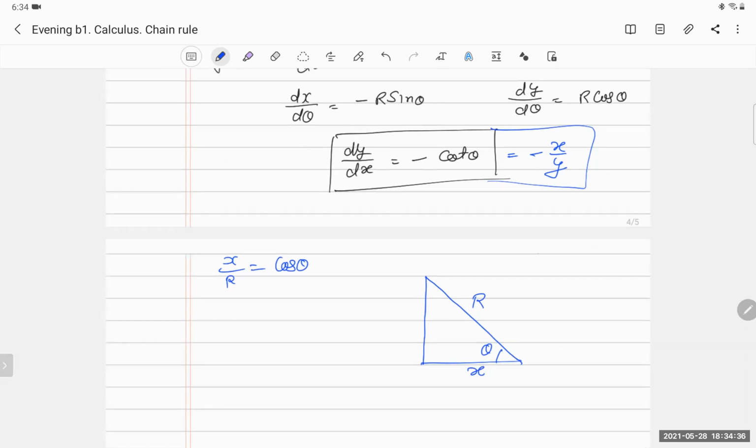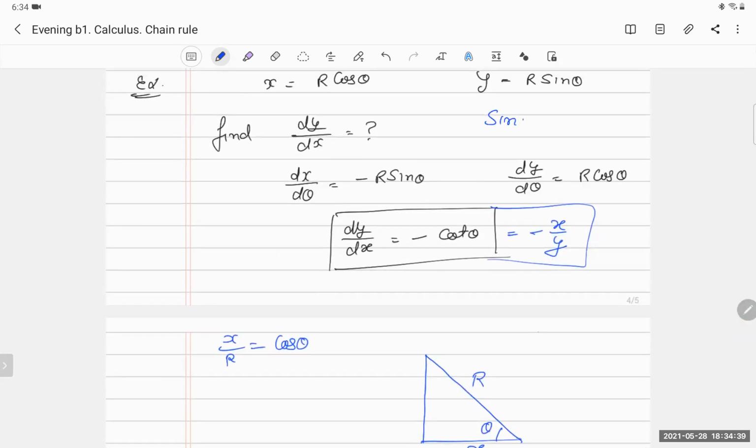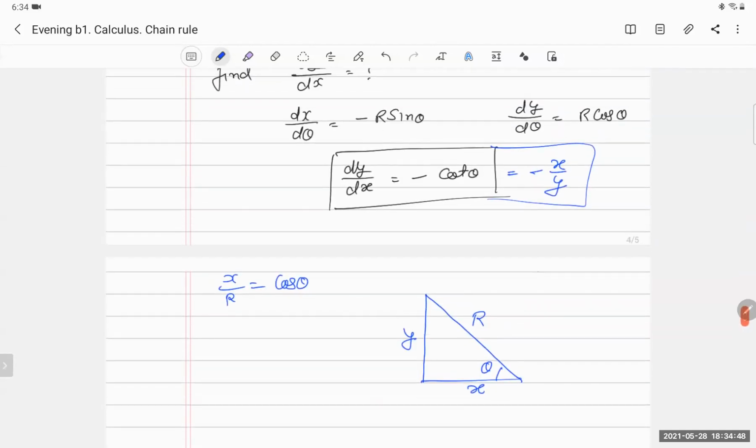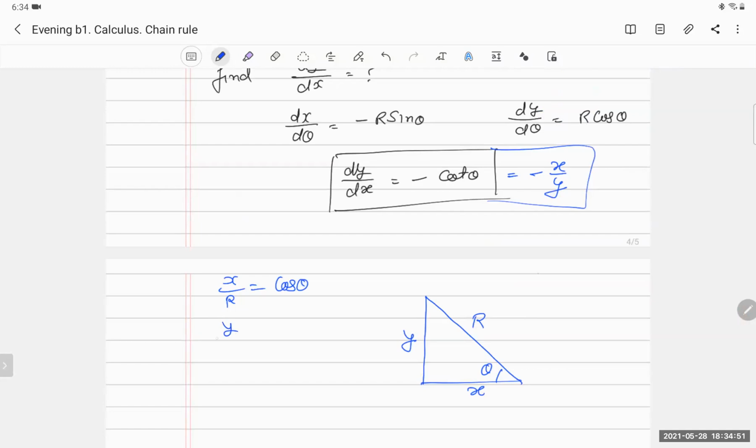Yes, sir. And from the second equation, I can say sin theta is y by r. So this is theta, so this has to be y. Now I have to calculate cot theta. What is cot theta in this triangle? x by y. So these are the things you can do, which is simplification.